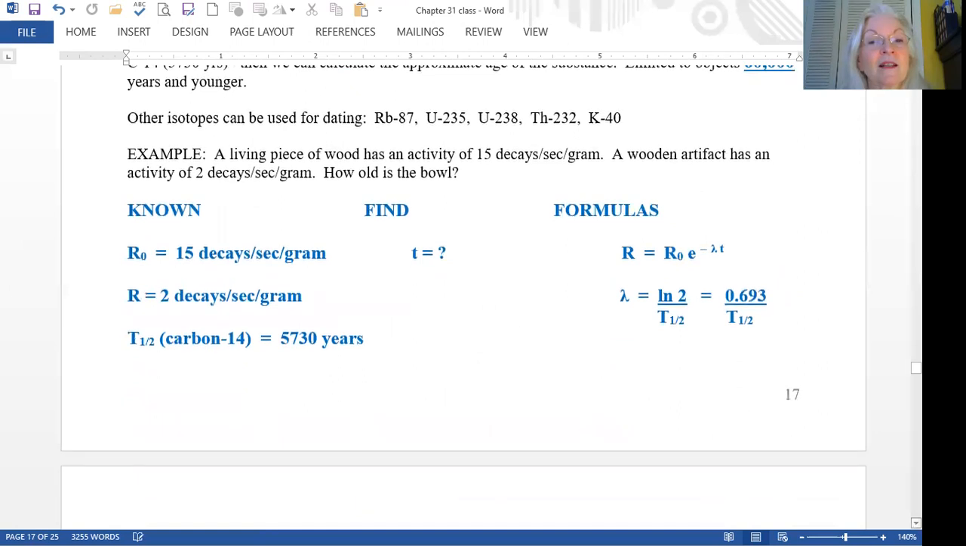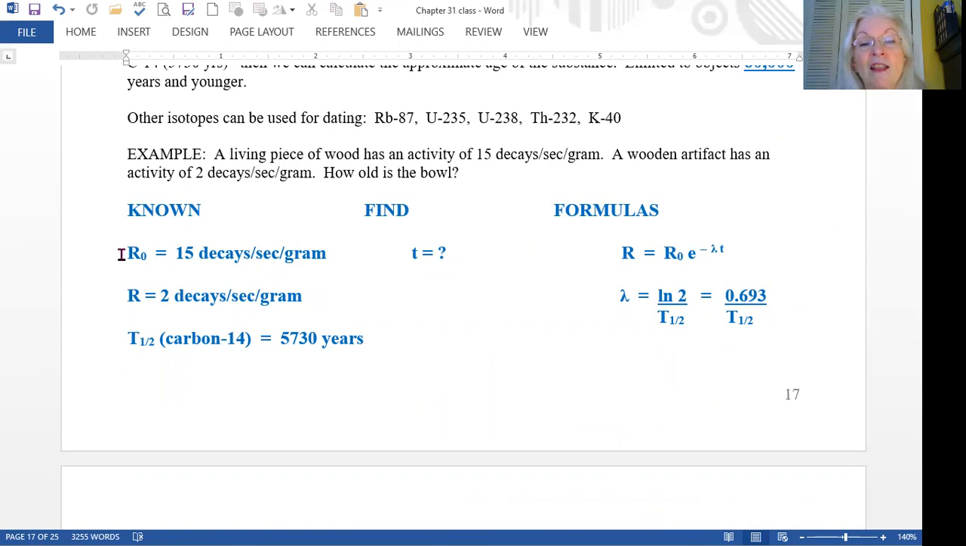So let's look at our little example. We have a living piece of wood and we know it has an activity of 15 decays per second per gram. We've got a wooden artifact made out of the same kind of wood with an activity of 2 decays per second per gram. And the question is, how old is this bowl? So what do we know? We know that R0 was 15 decays per second per gram. We know that R is 2 decays per second per gram. And we know the half-life of carbon-14 is 5,730 years.